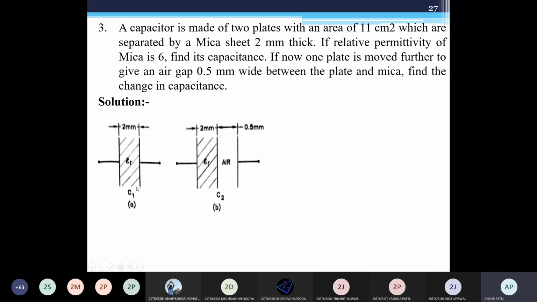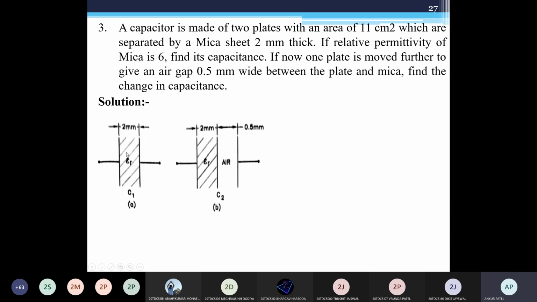Okay, and for the second case, we have this mica sheet, along with which we are adding an air gap of 0.5 mm thickness. So this is the second case. In both cases, we need to find the capacitance.